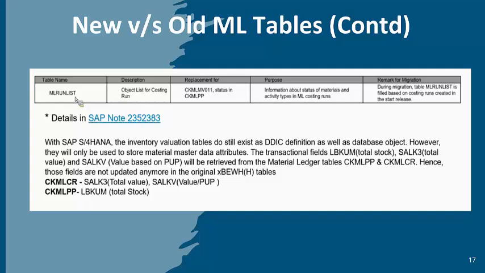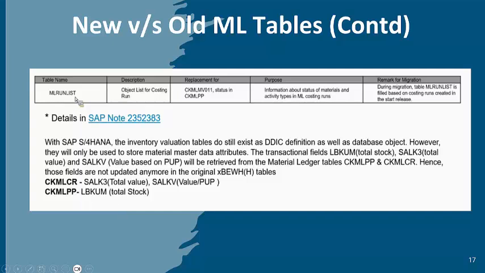ML run list. Now this is the object list for the costing run, a replacement of the earlier table CKMLV011 status in CKMLPP. All of this information about store material and activity type and ML costing is stored in this. You will find the detail in SAP note 2352383.